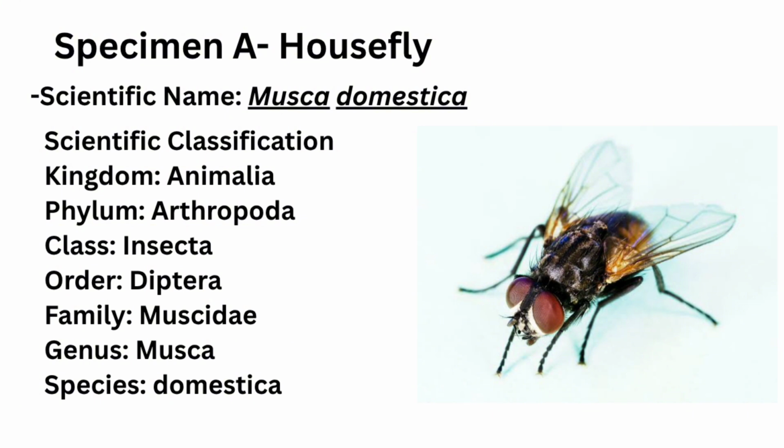So this is the scientific classification. It's under kingdom Animalia, phylum Arthropoda. It's an insect, class Insecta, order Diptera, family Muscidae, genus Musca, and species domestica.